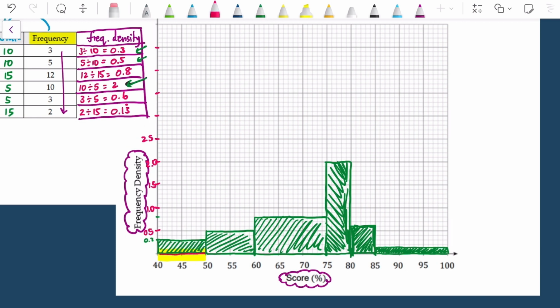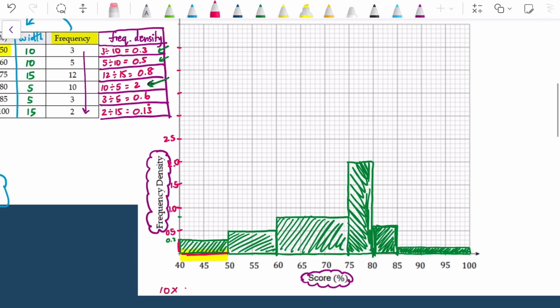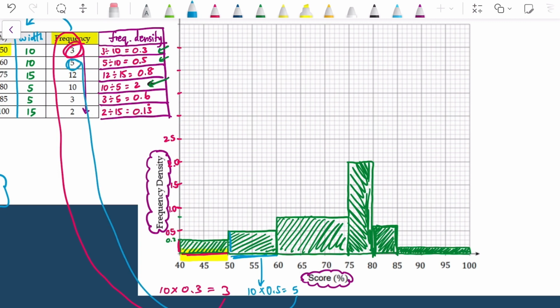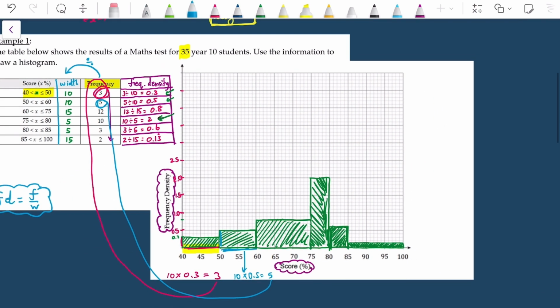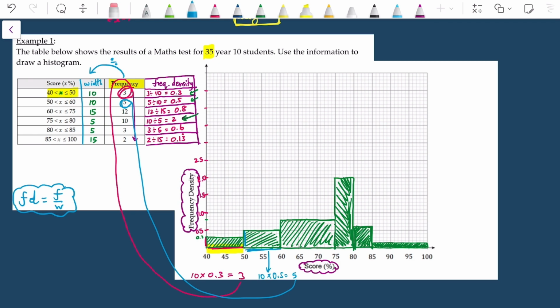If I go and multiply 10 by 0.3, 10 times 0.3 is equal to 3. And when I compare that to the frequency, I notice that is correct. I have a total frequency of 3. Here in the next one, I've got 10 again, 10 and a height of 0.5. 10 times 0.5 gives me 5, and that is correct because my total frequency there is 5. Okay, and you can continue and check all of them. There we go. I hope that was useful.